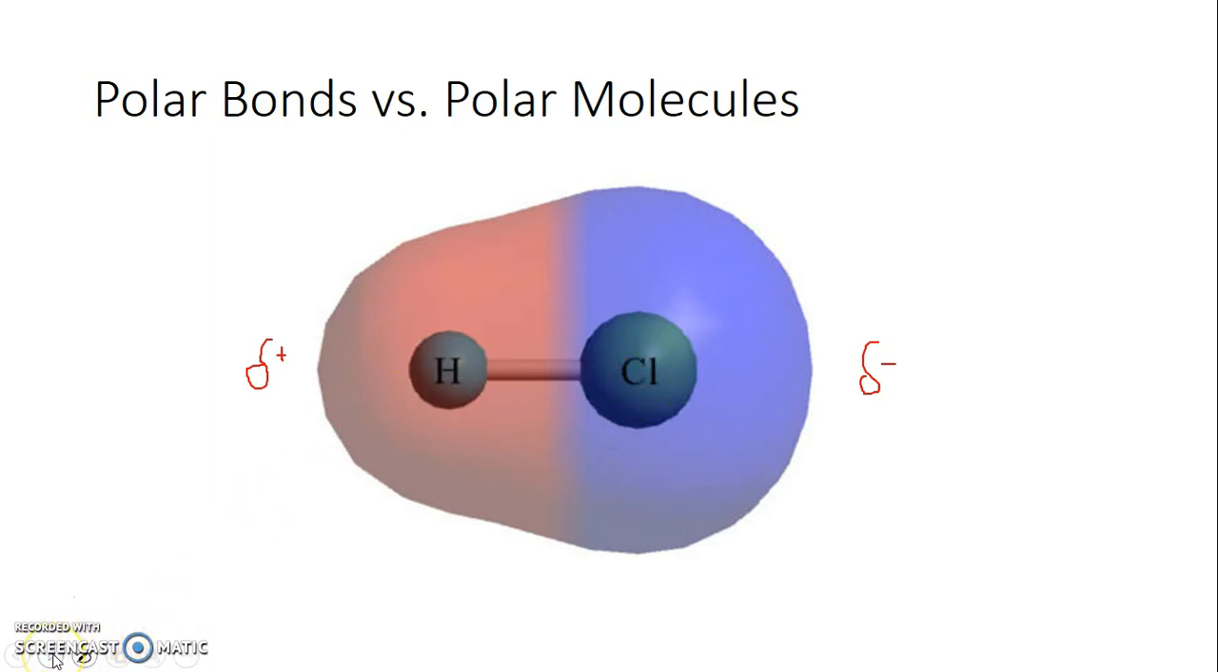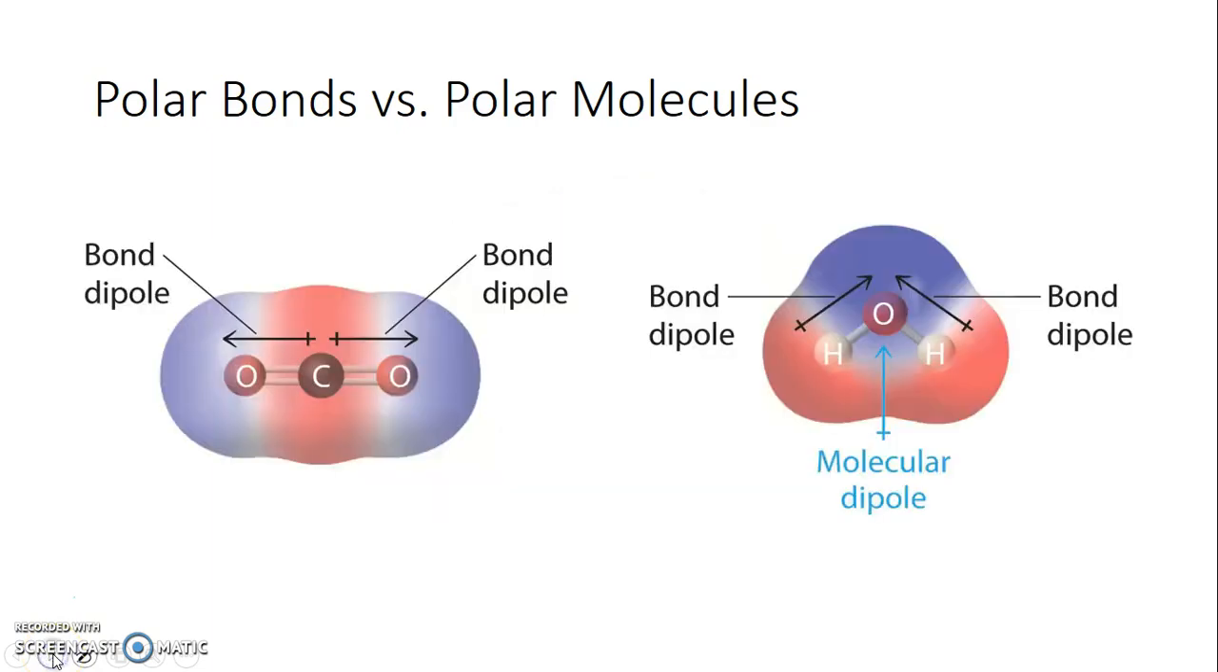Now, if we have molecules with several atoms in them, they can also be polar or nonpolar, just as bonds can be polar or nonpolar. So, in this case, we're looking at two different molecules. We're looking at CO2 and we're looking at H2O. In CO2, we have polar bonds, and in H2O, we have polar bonds as well. But something very different happens in these two molecules. So we can see that the C to O bond is polar because of this little arrow notation. The positive end is over the carbon, the arrow end, the negative end is over the oxygen.